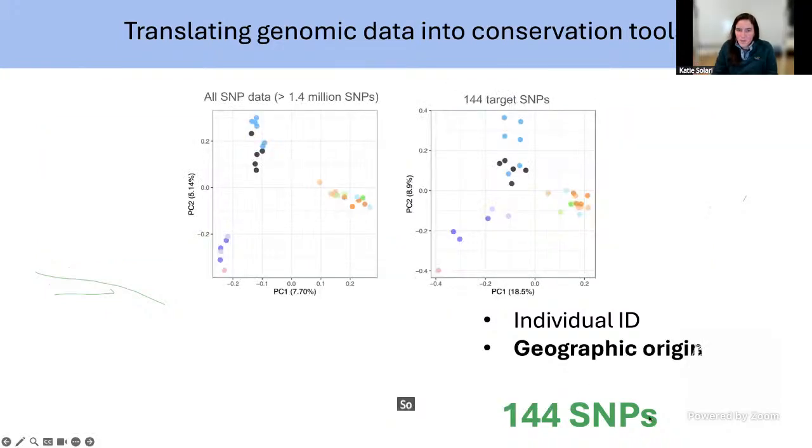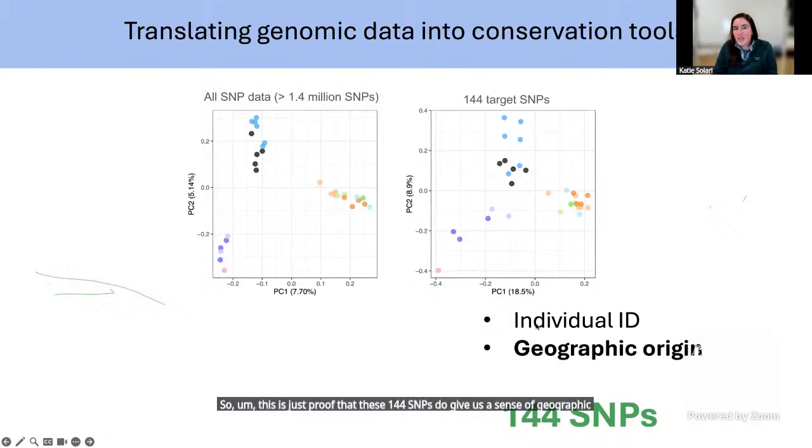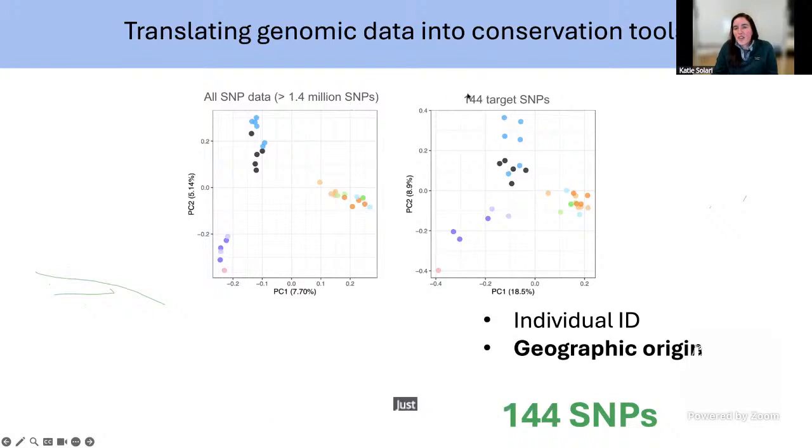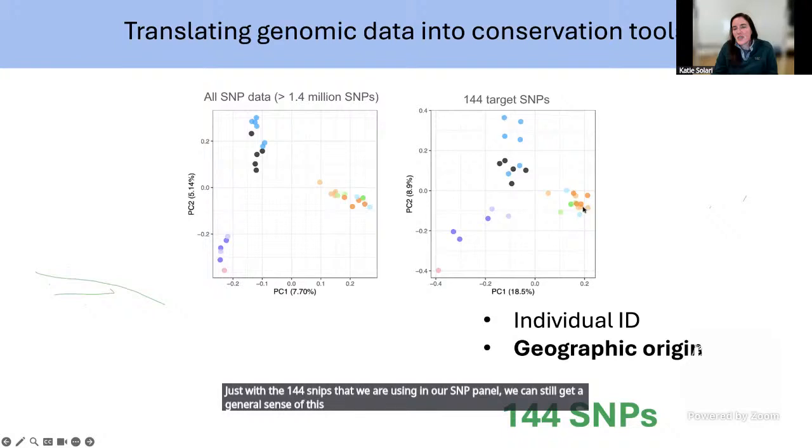So this is just proof that these 144 SNPs do give us a sense of geographic origin of samples. This is that PCA I showed you earlier where it shows these three genetically distinct groups. This is with all 1.5 million SNPs. Just with the 144 SNPs that we are using in our SNP panel, we can still get a general sense of these three genetically distinct groups.